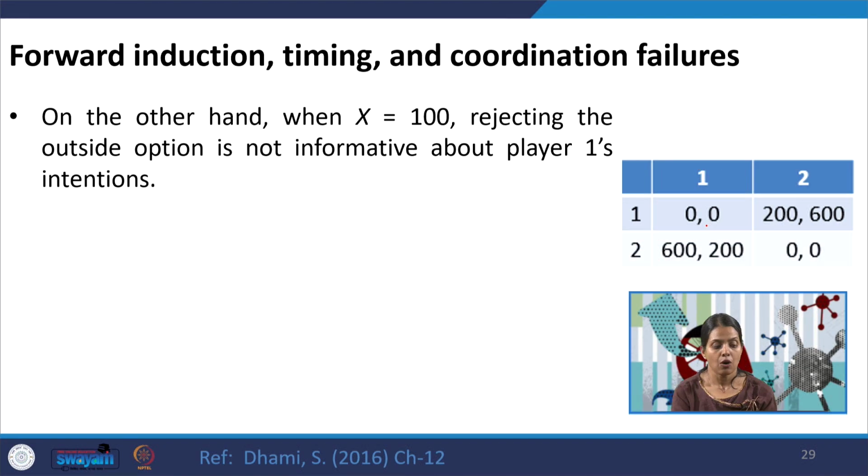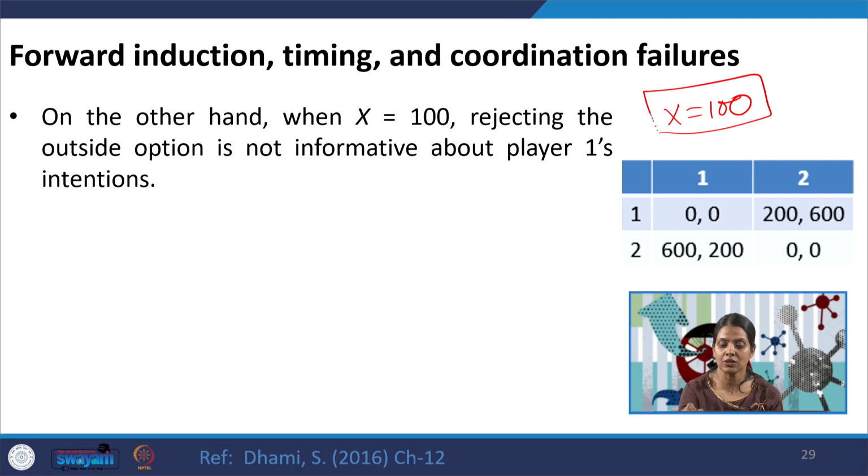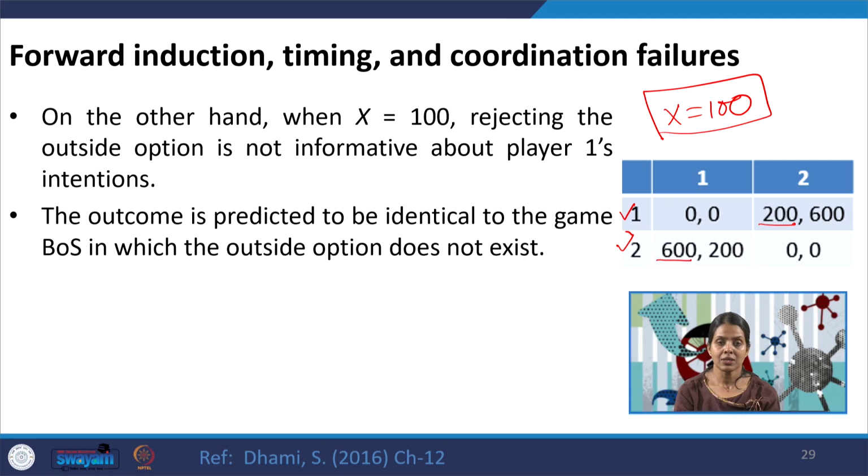This is the equilibrium. On the other hand, if x is equal to 100, rejecting the outside option is not informative about player 1's intentions. So, if x takes a value of 100 and the player is actually rejecting it, then it is not clear which strategy he wants to play between 1 and 2, because the payoffs are in any case greater than 100. The outcome is predicted to be identical to the game of BOS, that is the usual battle of sexes game in which the outside option does not exist.